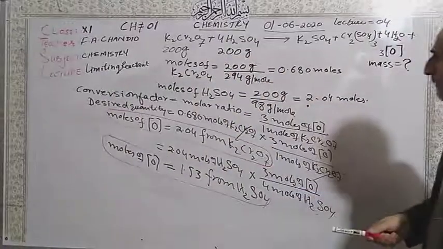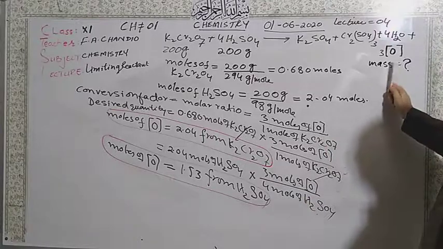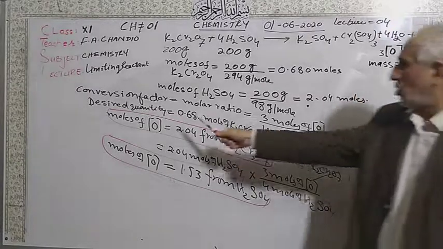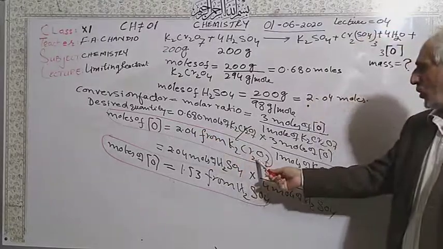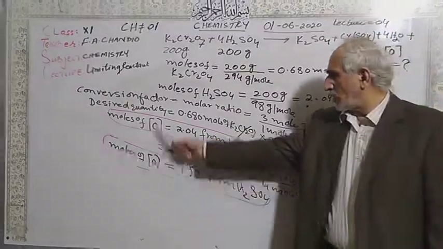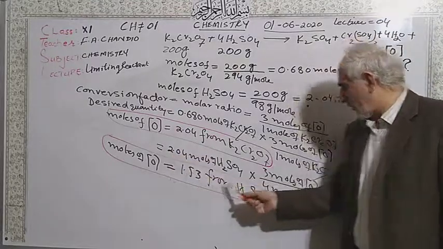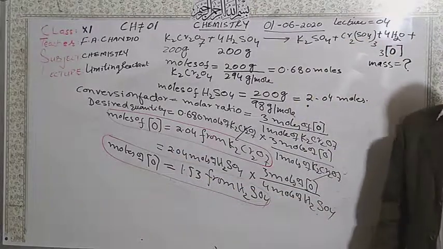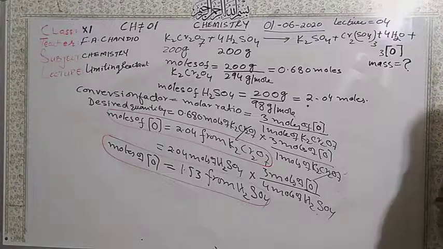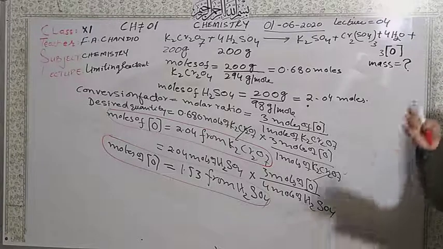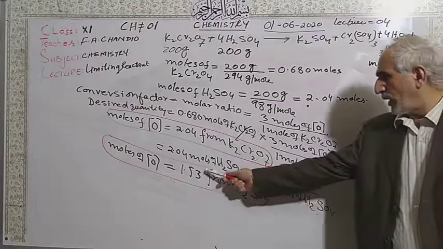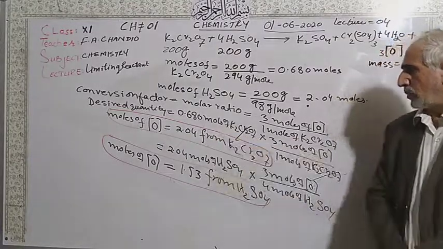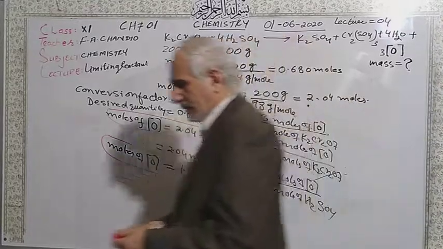Now students, see here. We want to calculate the mass of oxygen. I calculate moles of oxygen, 2.04, from potassium dichromate. I calculate moles of nascent oxygen, 1.53, from the sulfuric acid. Now which one is the limiting reactant? The reactant which produces the least moles of the product. So definitely sulfuric acid, 1.53. This is 2.04.